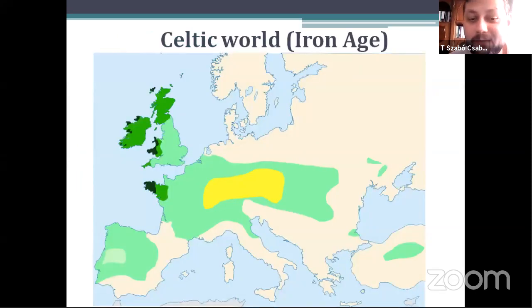So if we begin with antiquity, Transylvania again reproduces this semi-peripheral area of Europe. It was part of the Celtic world in the Iron Age. So 2,500 years ago, Transylvania is part of the Celtic world, but in a very marginal, peripheral area of this civilization.